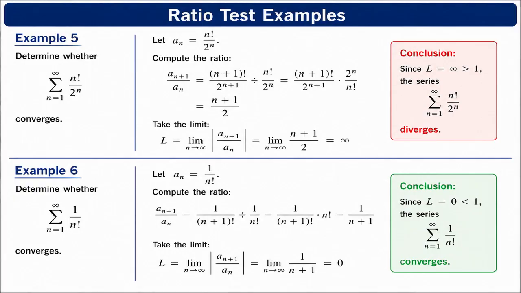Example 5. We want to determine whether this series converges. After simplifying the ratio of consecutive terms, we obtain n plus 1 over 2. Then we take the limit. The limit becomes infinity. Since L is greater than 1, the series diverges.